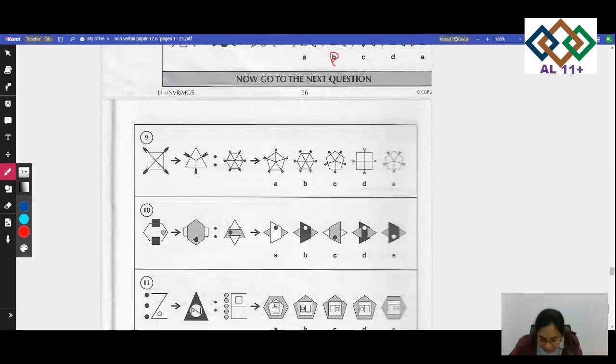Number 9 now. In number 9, the big shape loses one side. So this shape, if you look at this one, it loses one side here. It loses one of its sides here. And the arrow changes from going through the corner of the shapes to going through the middle of the shape sides. So that's why it would be an E.